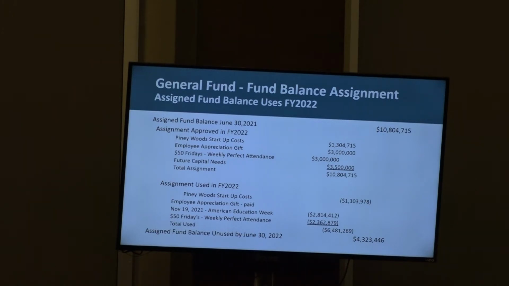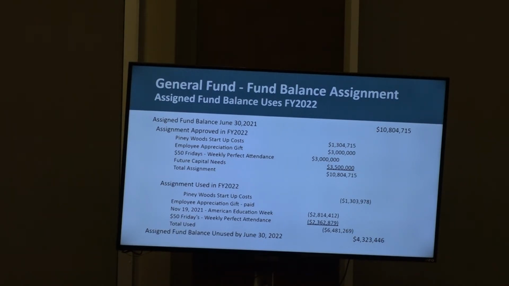Looking at what was actually spent, so you can see here, Pineywood startup costs, we spent almost the total amount of what was allocated. The employee appreciation gift was paid out on November 19th, 2021, at roughly $2.8 million, and then $50 Fridays for perfect attendance was also paid out at roughly 2.4. So those three items add up to roughly 6.5 million, leaving a remaining 4.3 of the assignment that was not used. As we talked about earlier, 3.5 million of that was for future capital needs that we had not, as of this moment last year, assigned to a specific project.